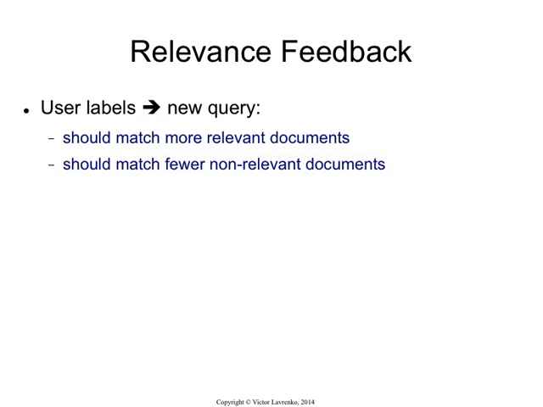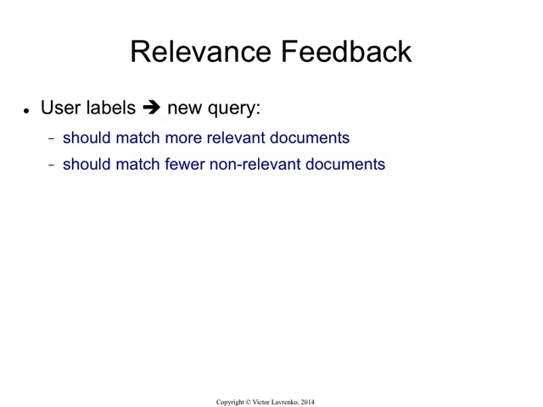So what's the big idea? The big idea is the user provides a set of labels, and based on that, you construct a new query that will be used to re-rank the documents. And what you want from that query is, after that reformulation, that query should match more relevant documents and fewer non-relevant documents. That's the basic hope. You hope to learn something from the labels that the user gives you.